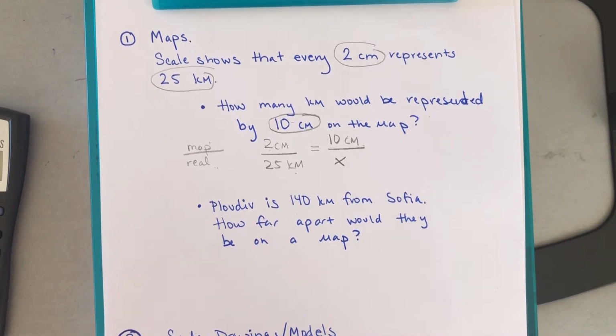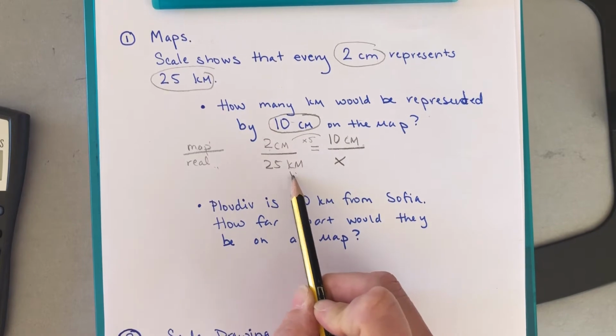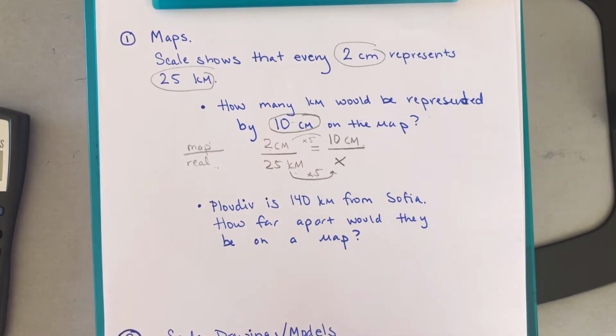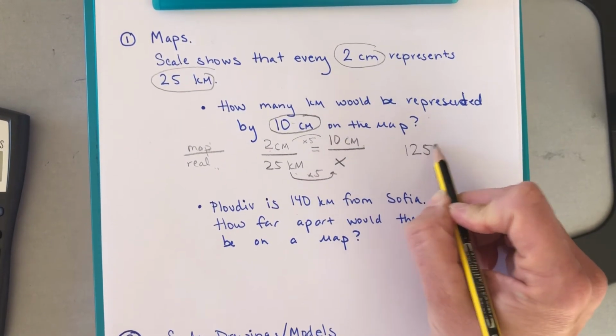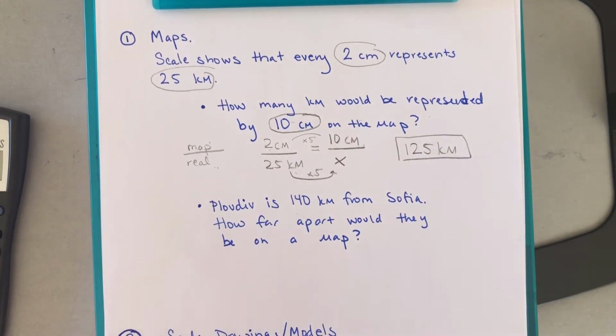Now, this is one of those proportions where I can just use my number sense to find the missing number. I can see that 2 times 5 equals 10, which means the real life distance also needs to be multiplied by 5, which is 125. So I know that 125 kilometers would be represented by 10 centimeters on the map.